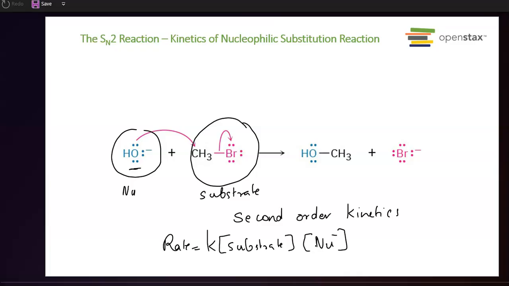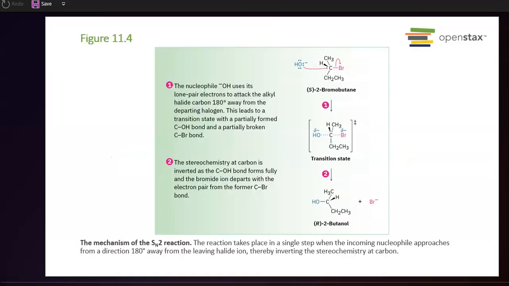So this particular reaction, which we refer to as SN2, where S stands for substitution, N stands for nucleophilic, and the 2 represents the second order kinetics. We call this a substitution nucleophilic bimolecular reaction. It's a bimolecular reaction because the rate depends upon two things here, the substrate and the nucleophile. So we call this an SN2 reaction.